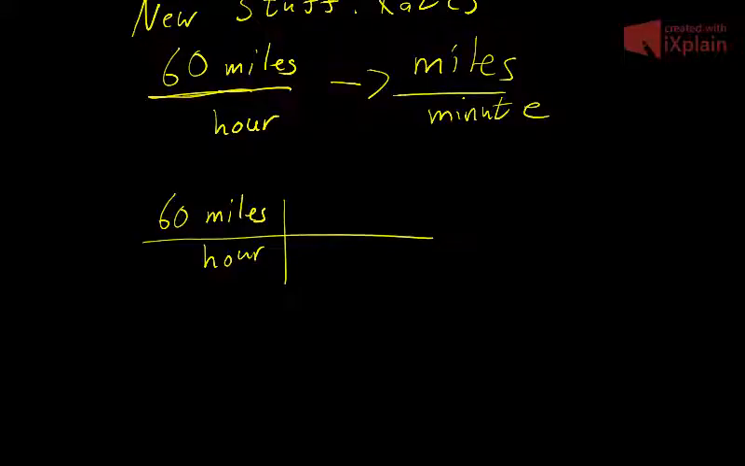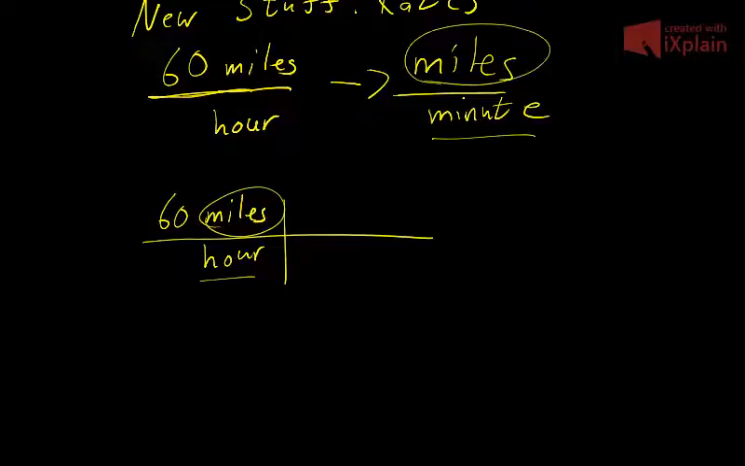So if we want to get to miles per minute, what we're going to look at is the hour and the minute. Because if we notice, we already have miles all good to go. So because these are the same, that makes me happy. I don't have to worry about it. It's going to stay miles.